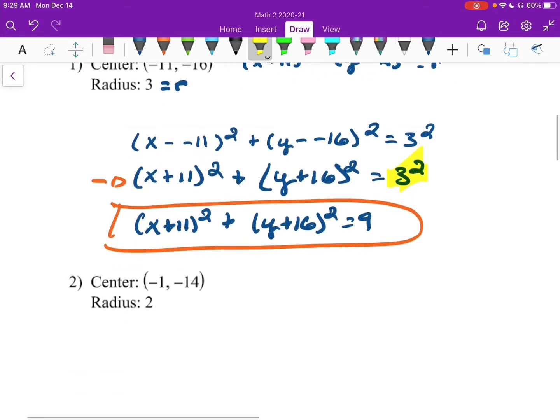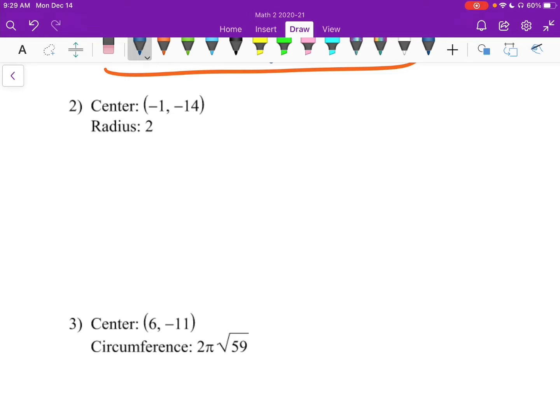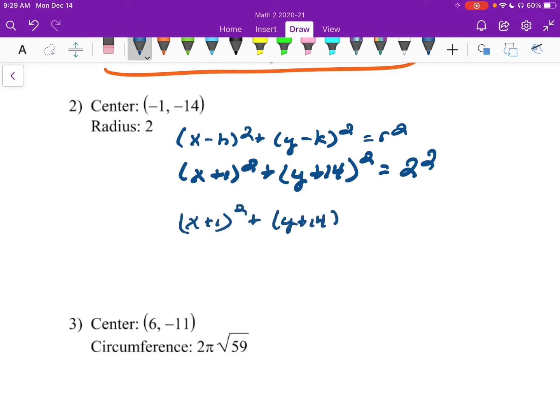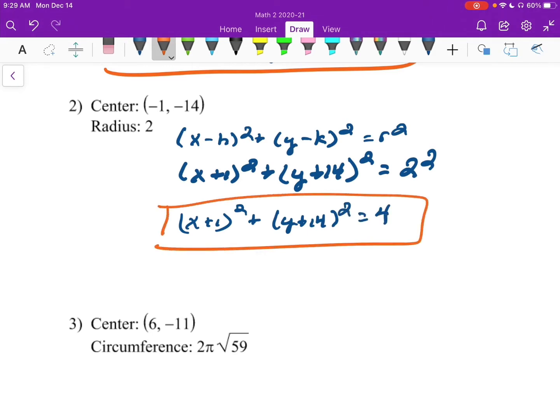Hopefully that's pretty easy. Number 2, I'm going to write down my equation, x minus h squared plus y minus k squared equals r squared. So whenever I plug in, I'm going to have x plus 1 squared, right, because it's minus minus, plus y plus 14 squared equals 2 squared. So whenever I simplify that, x plus 1 squared plus y plus 14 squared equals 4. There we are.